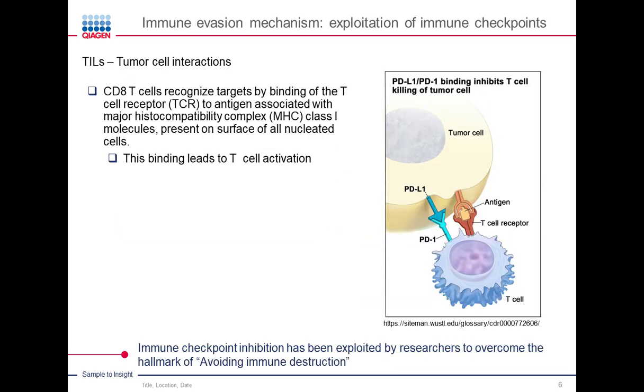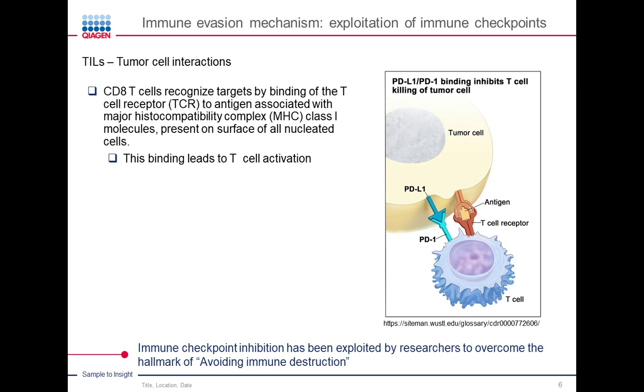If we look at some examples of how tumor cells do this, we know that T cells can recognize their targets by binding of the T cell receptor to antigens associated with MHC class 1 molecules that are presented on the surface of all nucleated cells. So this type of binding of a tumor cell to T cells through these receptors will lead to the activation of T cells. This is represented on the right-hand side of the slide, where you see a tumor cell shown in yellow and the T cell shown in blue.